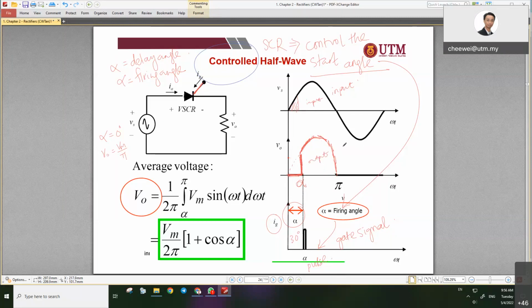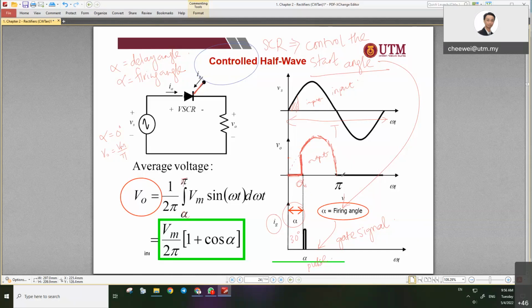The area becomes smaller, so definitely the equation will become different. Now we need to derive again. So what is the area? It's 1 over 2 pi because the whole cycle T is 2 pi. So 1 over 2 pi. Let's integrate. Where is the starting point? It starts from alpha. In the previous case, it started from 0. Now I start from alpha. So here at the bottom, I have alpha, and I want to integrate until pi only.